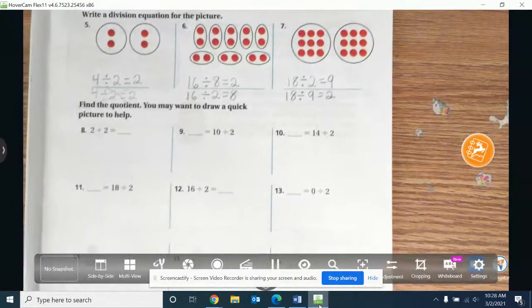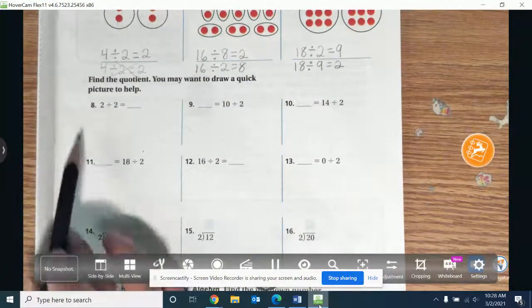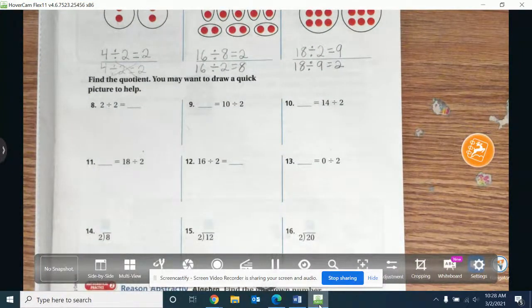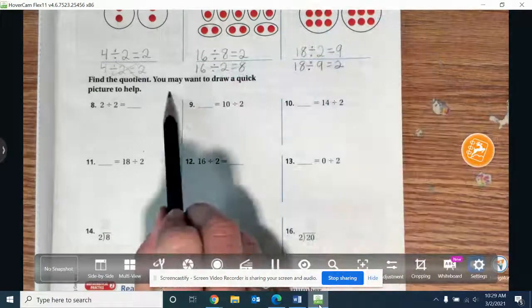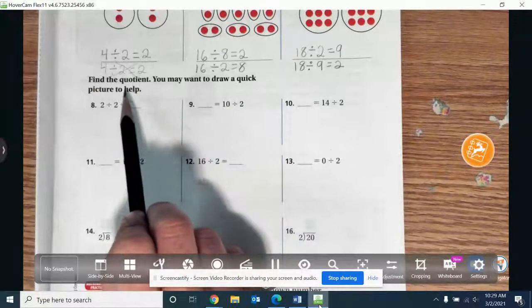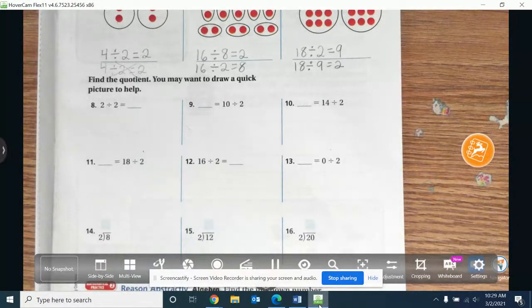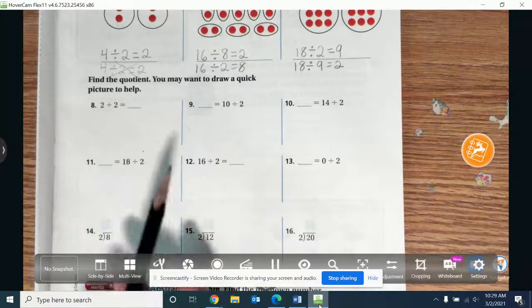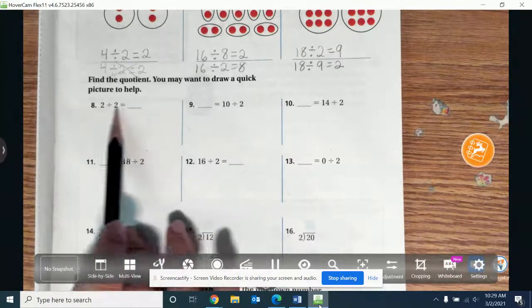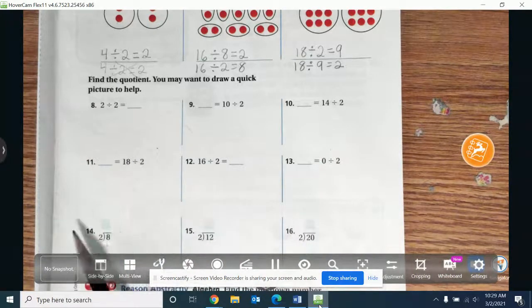Number 8. So for numbers 8 through 16, we need to find the quotient, the missing number, the answer. So you may want to draw a quick picture to help. If you have your whiteboard and your Expo marker, you can draw it. I'm just going to draw it on the paper. If you want to draw it with me here, go ahead, or use your whiteboard.